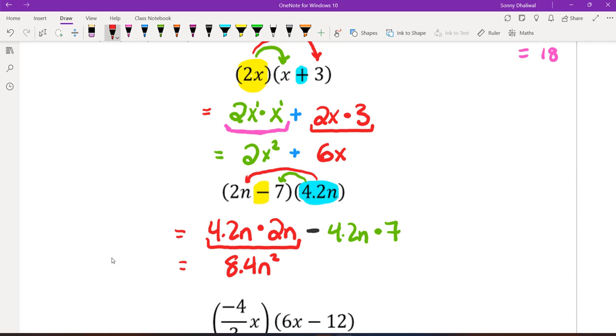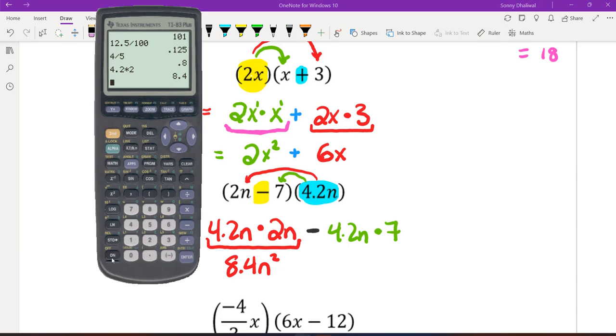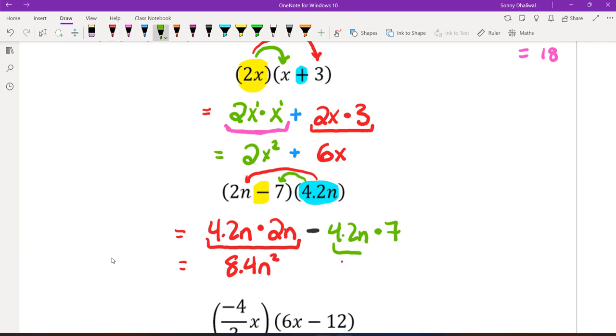28.8? I think that's incorrect. I think it should be 29. Let's see. 4.2 times 7, 29.4. Right, you got to carry the extra 1. So 29.4. And what about the variable? What do we have for our variable? Does it disappear? No. It doesn't combine with anything, so it just stays as is. And we have that minus sign in between.